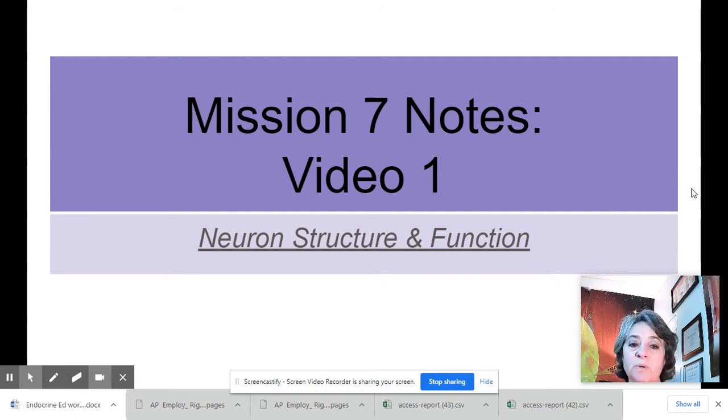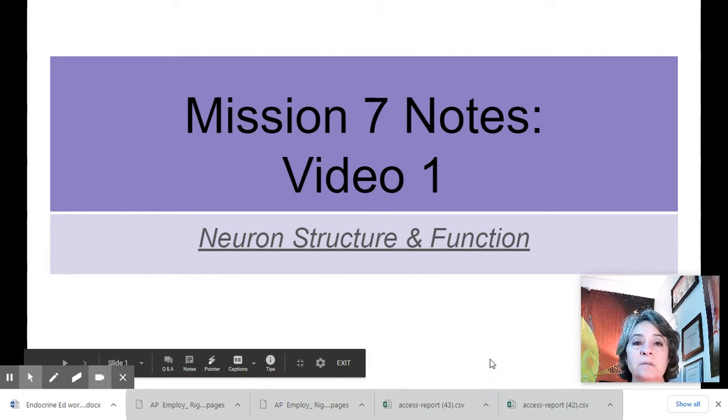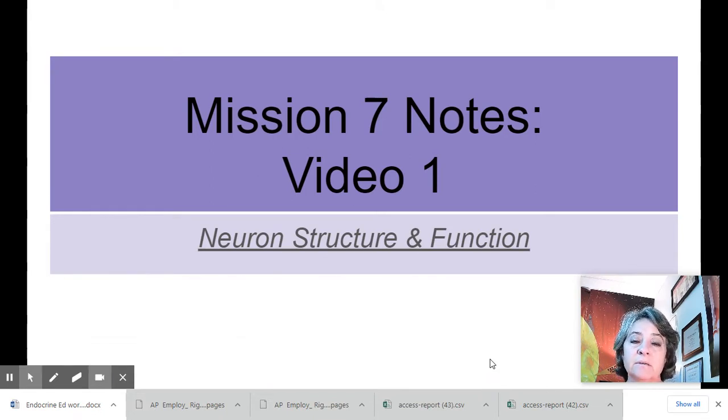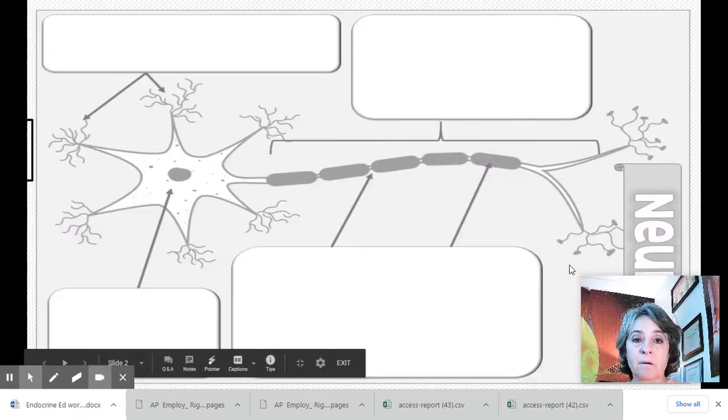But we'll start first with looking at the types of cells that are involved in all of these processes, and those are called neurons. We looked at these way back a long time ago when we did the tissues, so it may or may not sound familiar to you, but you will recognize it hopefully when you see the first picture in your notes.